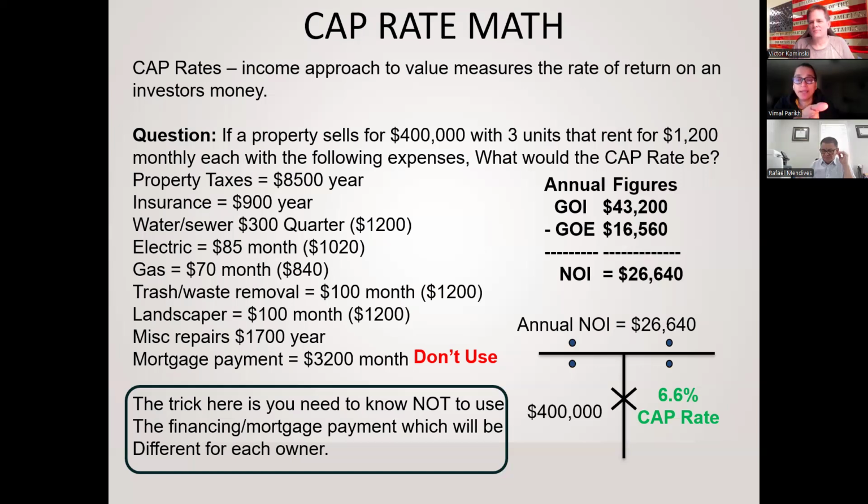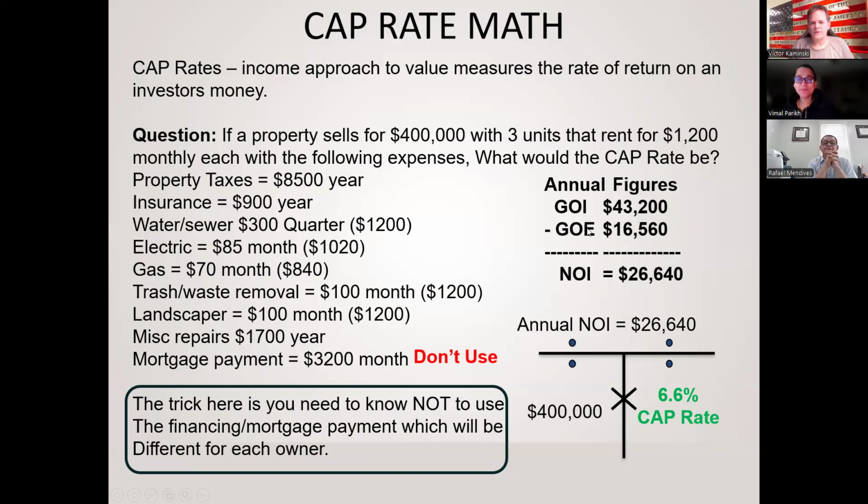Excuse me, the GOI. We got 4,320. That's gross income, that's monthly, times 12 months? No, that's not the monthly. The monthly is you got $1,200 a month for each unit. You have 3 units. So 1,200 times 3 is 3,600, times 12 months, and you get the GOI. Okay, got it now.